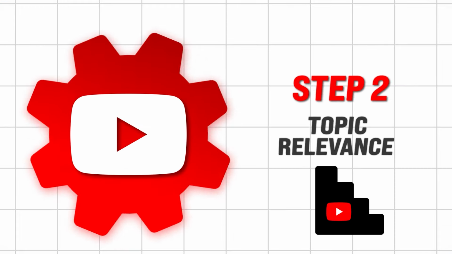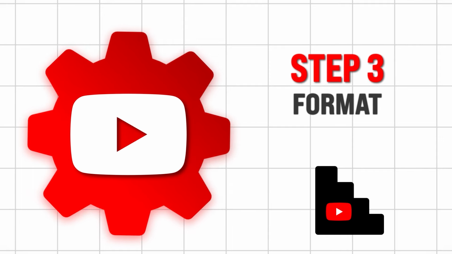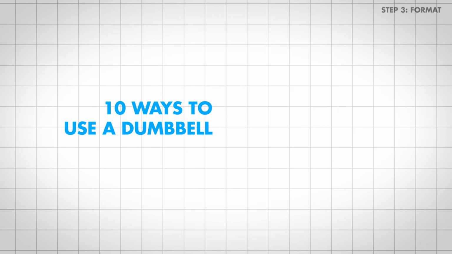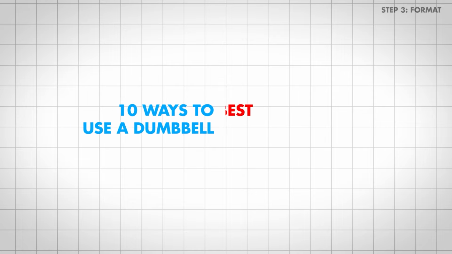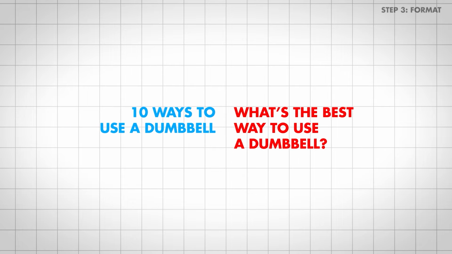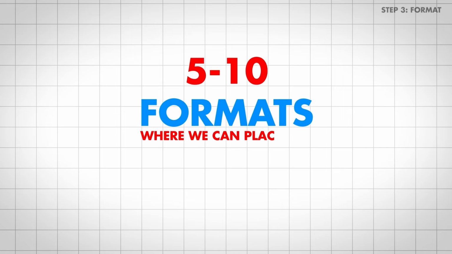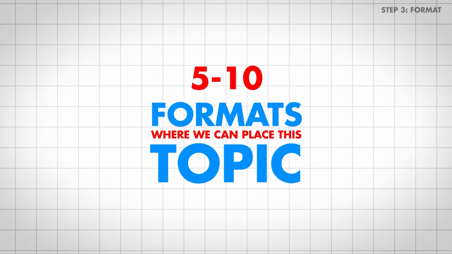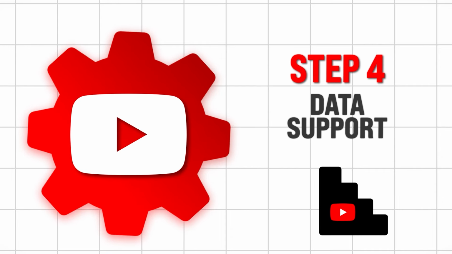Step number three is to figure out the format. You can have a topic, but we want to figure out a way to present this topic. You could do this as 10 ways to use a dumbbell or what's the best way to use a dumbbell. These are two different formats. What we want to figure out is with our topic, what are 5 or 10 formats that we can place this topic in.